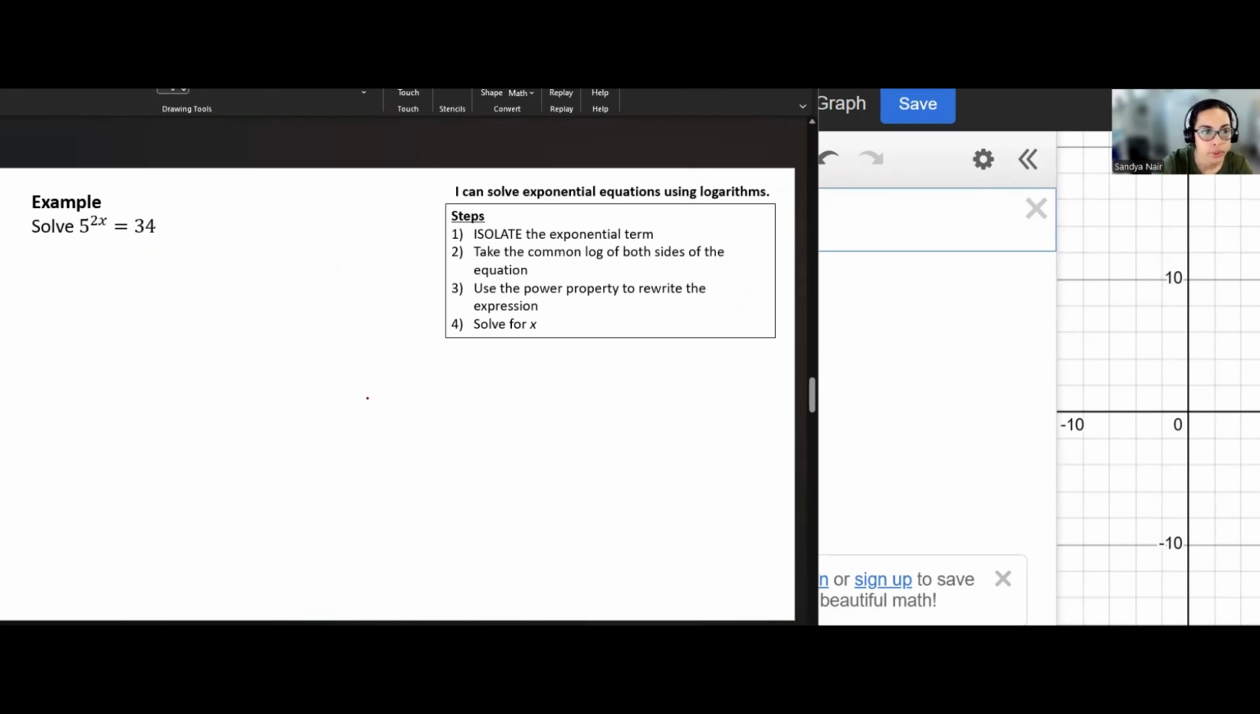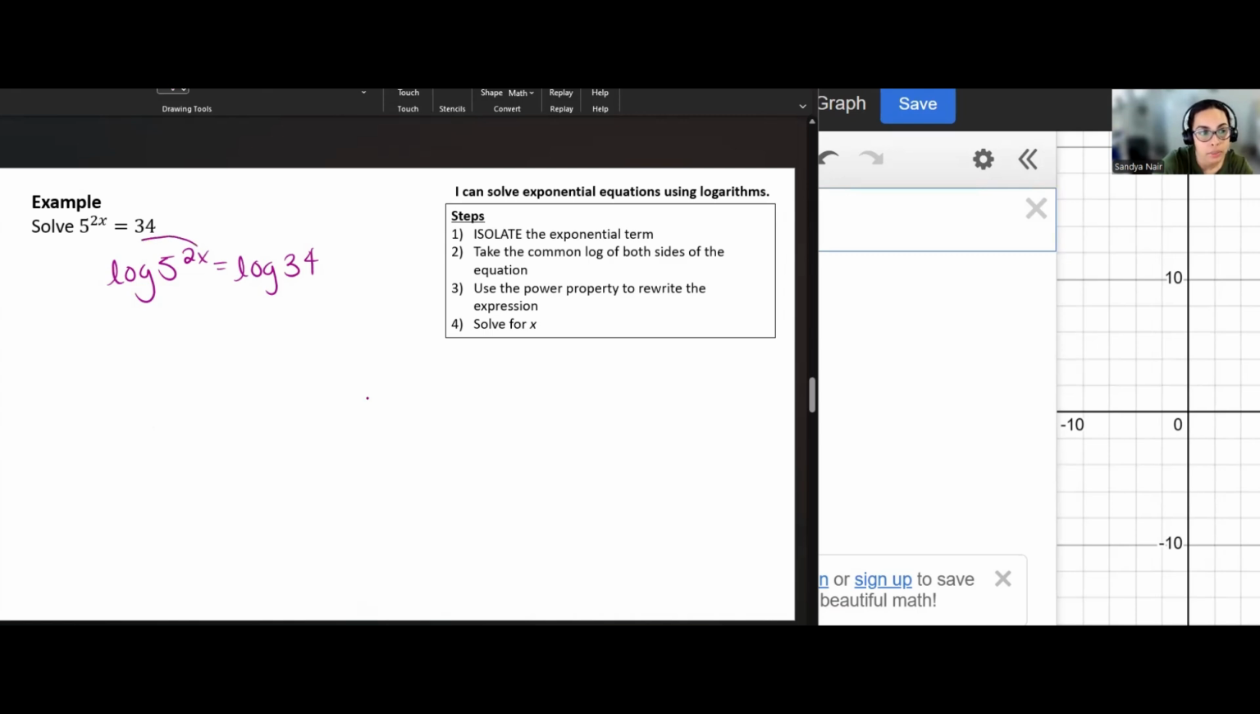Now let's look at an example that looks a little bit different. We have 5 to the 2x equals 34. You see here, our exponential term is isolated. That 5 to the 2x is by itself, so I'm going to take the log of both sides. So the log of 5 to the 2x equals the log of 34. Notice here my exponent is a little bit different. It's a variable with a coefficient.